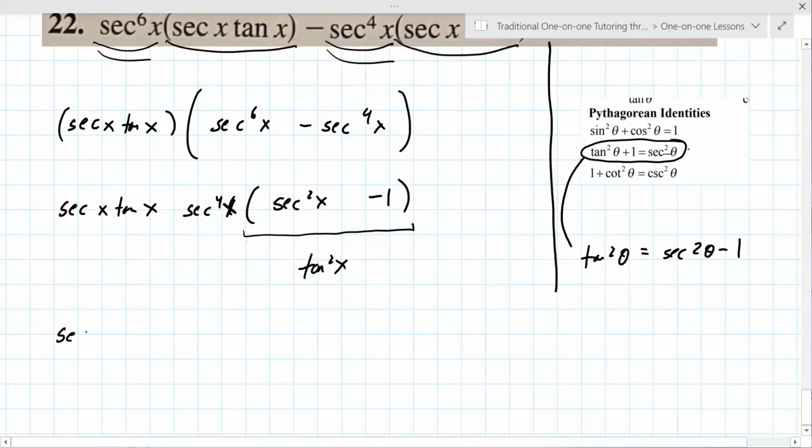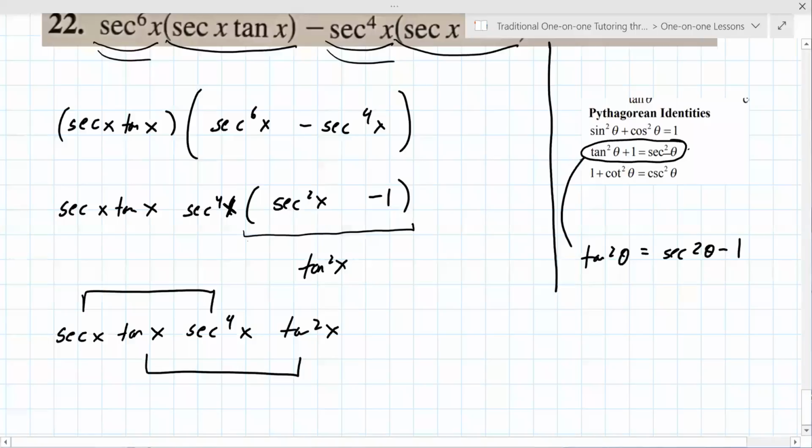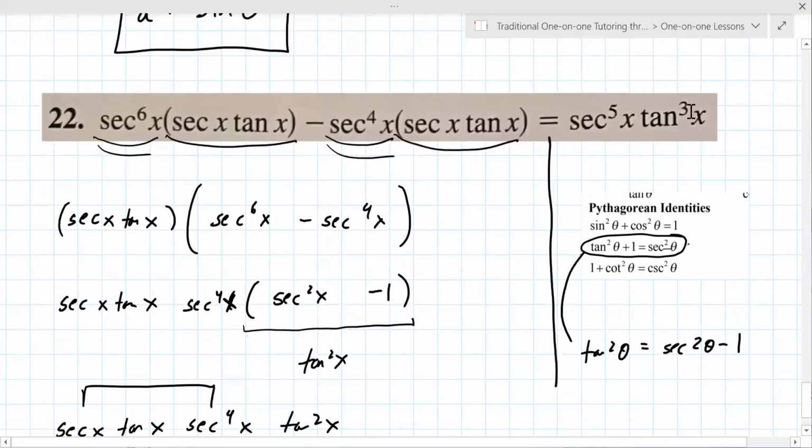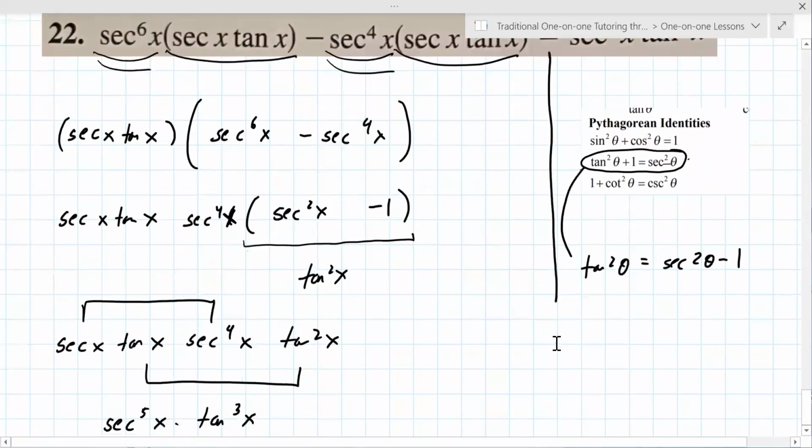But our next line here is secant x tangent x times secant to the 4th x tangent squared x. You're multiplying all these, so these multiply together and then these multiply together. And that gives you your final answer, secant to the 5th x tangent cubed x. And that was our target. That's what we wanted. Okay, I got it now.